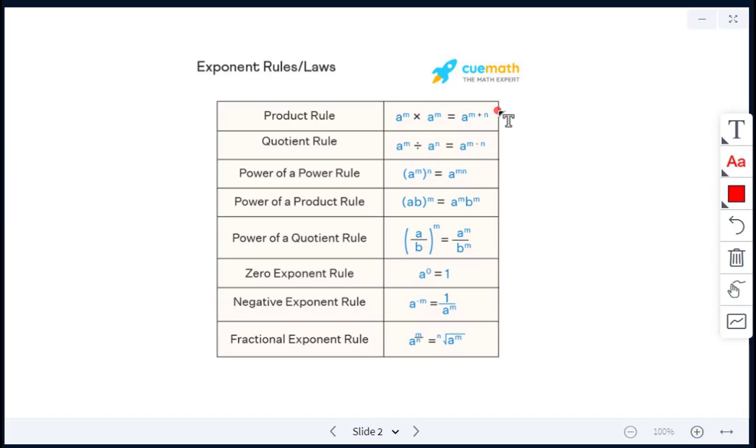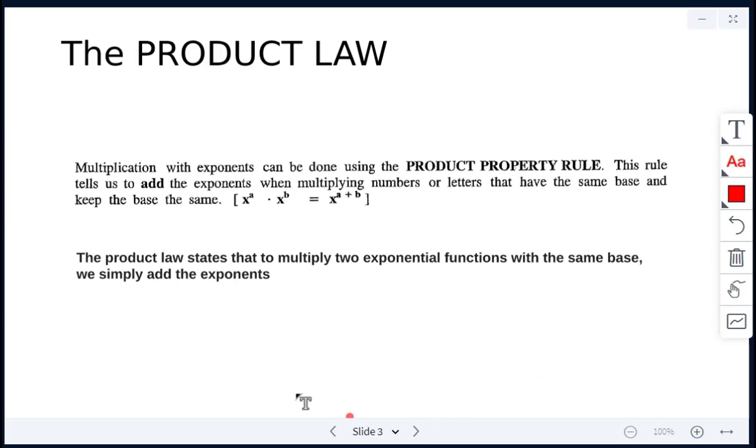Some of the ones that we've already covered include, for example, the zero exponent rule. Anything to the power of 0 is equal to 1. We've covered the negative exponent rule. If you have a negative exponent, we took the reciprocal of the base. These two here, we know that if there are brackets around the base, the exponent is being applied to everything inside the brackets. That's what's shown in these two here. All right, but let's focus on the product law today.